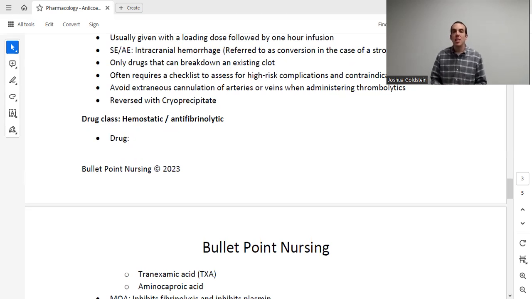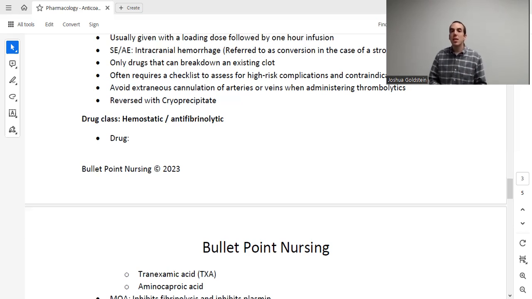We already talked about the checklist. One interesting thing about this medication is that we want to avoid extra cannulation of accessing a patient's arteries and veins or any invasive procedure during the time that this medication is in effect because of the extremely high risk of bleeding. More importantly, the extremely high risk of a patient not being able to clot regardless of what we do. Finally, this medication does have a reversal agent, and that is cryoprecipitate.